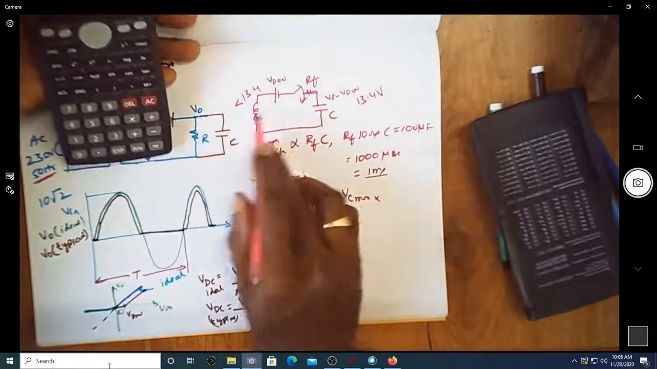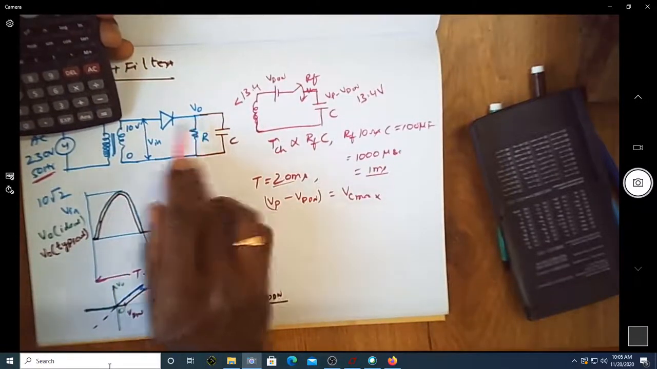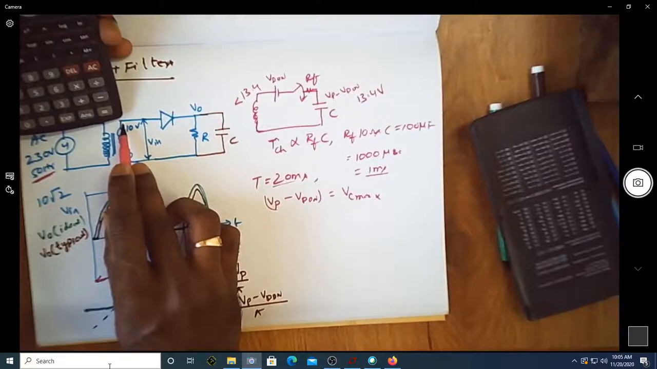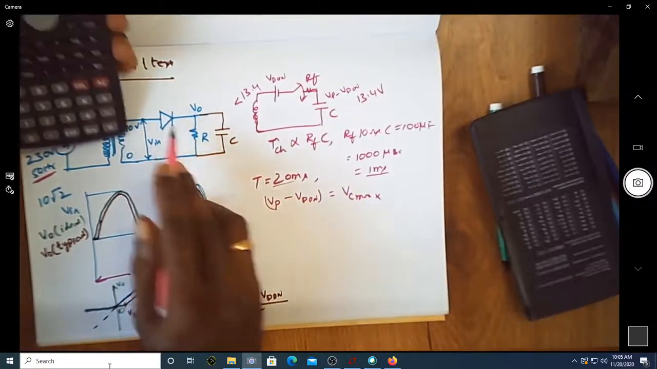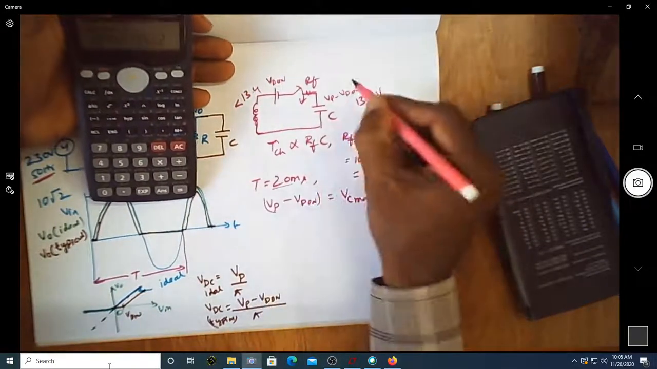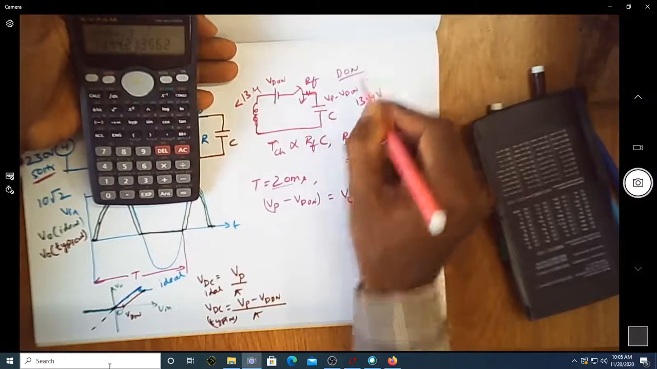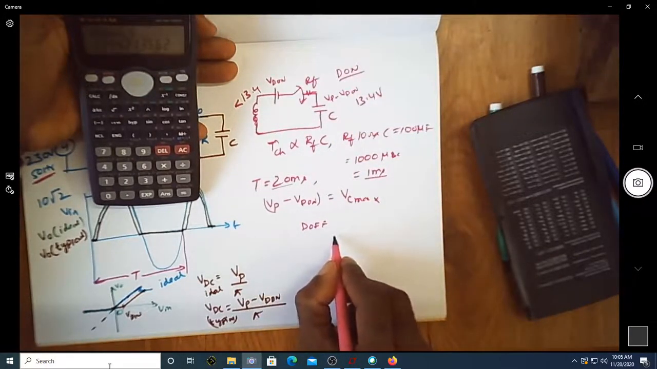volt. We know that this is like a diode. You have 13.4 volt, and here it is less than 13.4 volt in magnitude. Can you see this diode turns off? Once this diode turns off, we are going to have a circuit something like this. So this is when D is on. When D is off, you're going to have a circuit something like this.